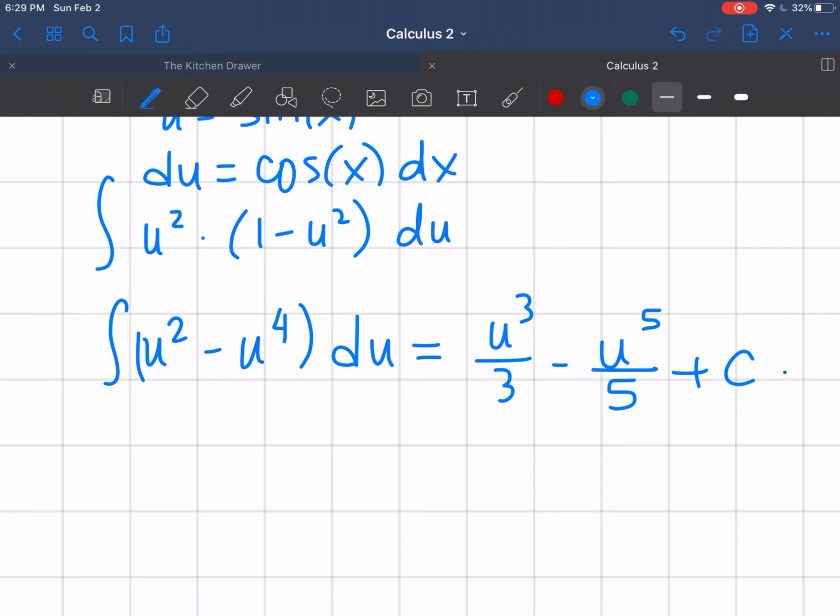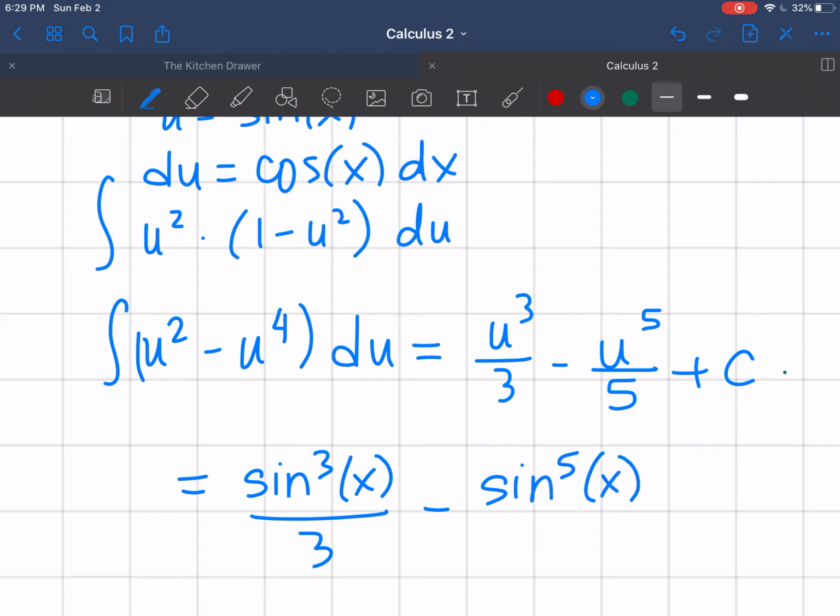And so our final antiderivative is going to be sine cubed of x over 3 minus sine to the 5th of x over 5 plus c.